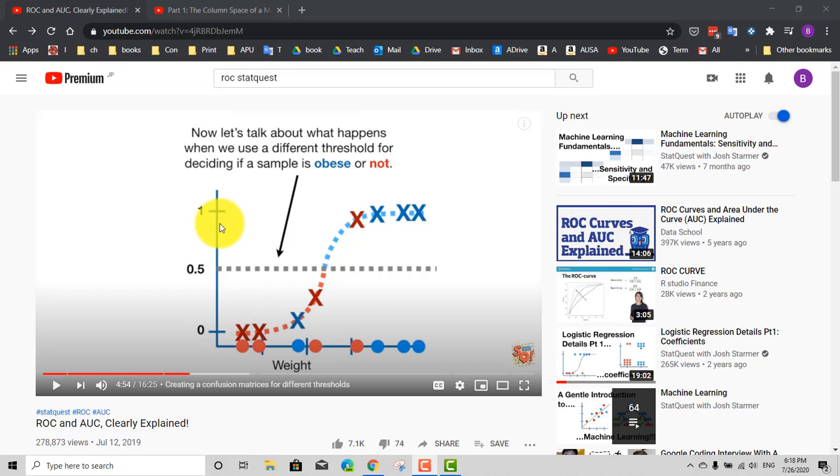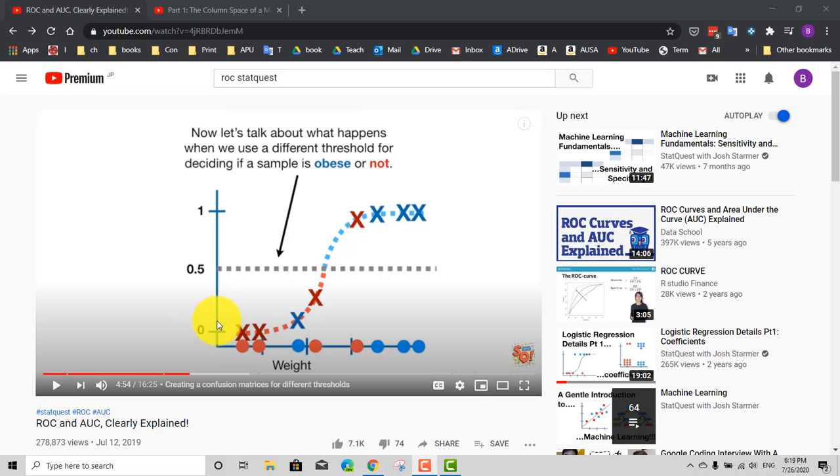If we set the threshold up here, like 0.9, then virtually nothing is going to be classified as obese, and virtually everything is going to be classified as not obese. So the question is, how is this going to affect our accuracy and our error rates and so on?